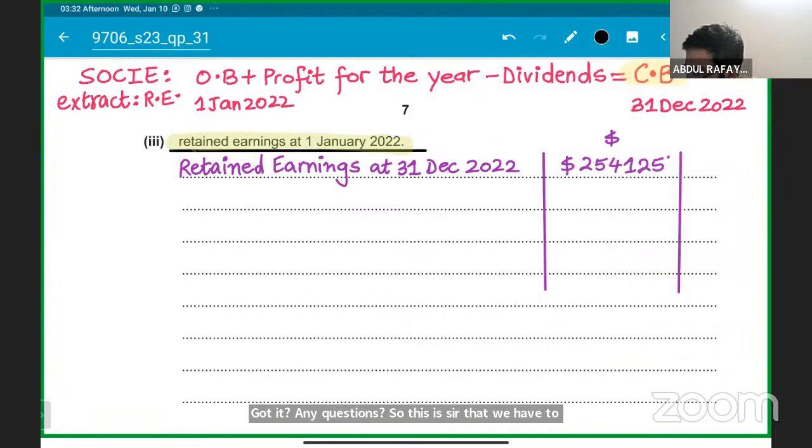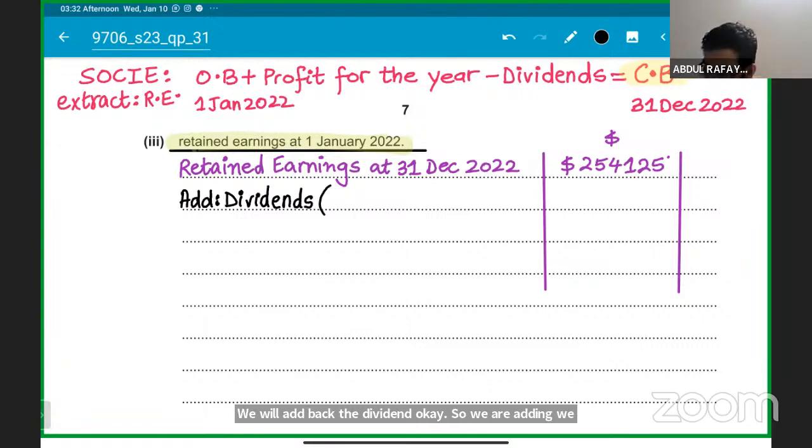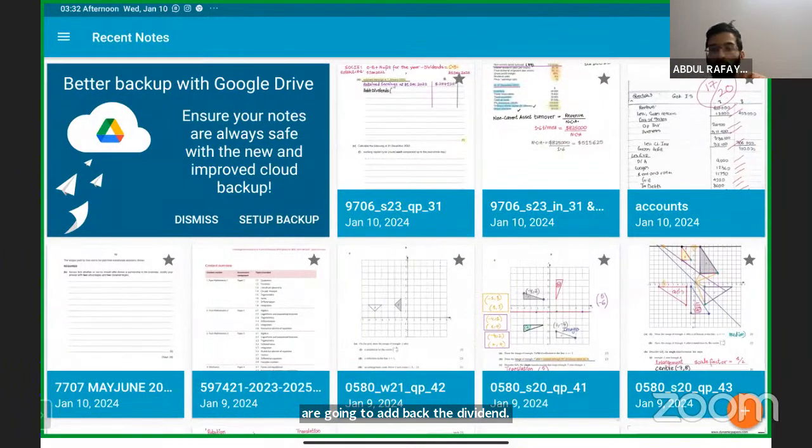Next, what we have, retained earnings at 31st December 2022. We will add back the dividend. So we are going to add back the dividend. Let's find out the dividends from the question. Everyone there with me? We are going to find out the dividends from the question.